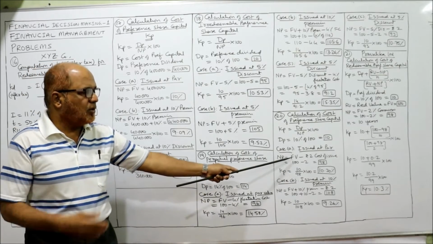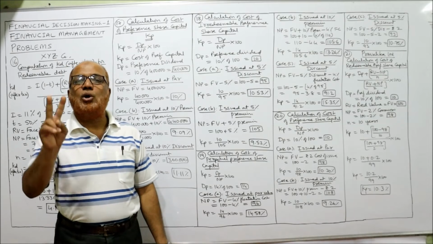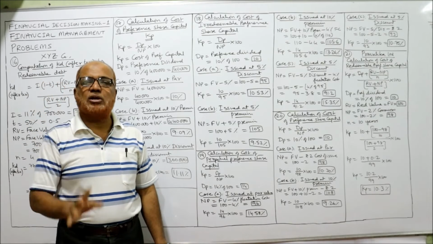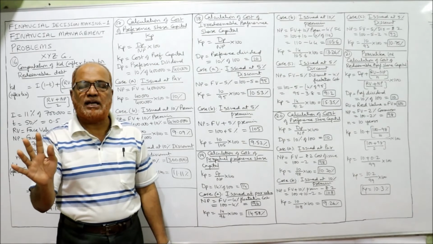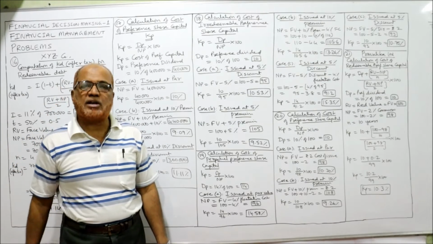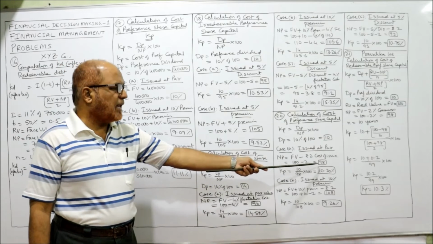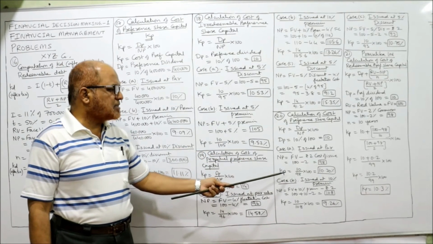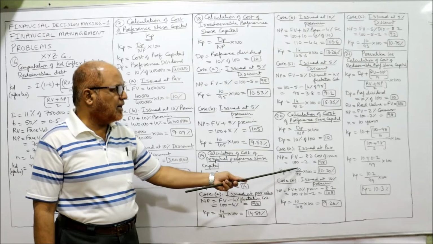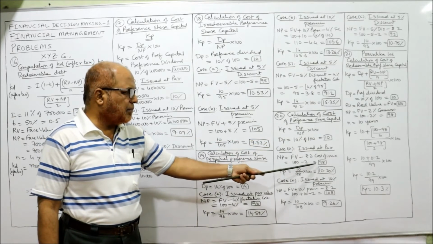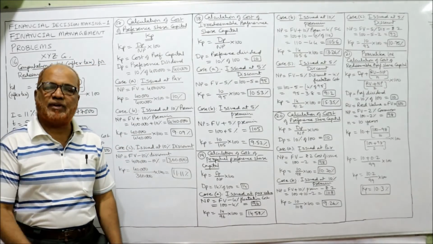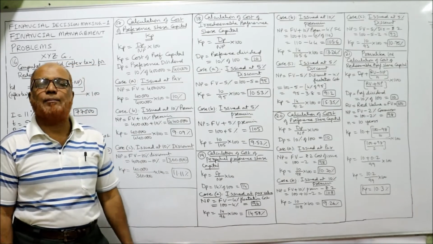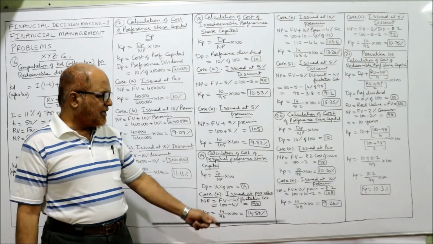So net proceed is equal to face value 100 rupees minus 2 rupees per share flotation cost given in the problem. It is not given as a percentage, it is given as 2 rupees per share. So 100 minus 2, 98. So KP is equal to DP by NP, 10 divided by 98 into 100, 10.2% is the KP, cost of preference. First case completed. Now come to the second case.